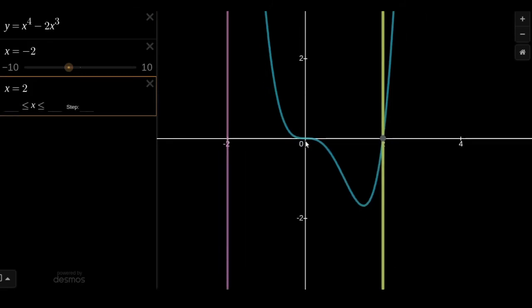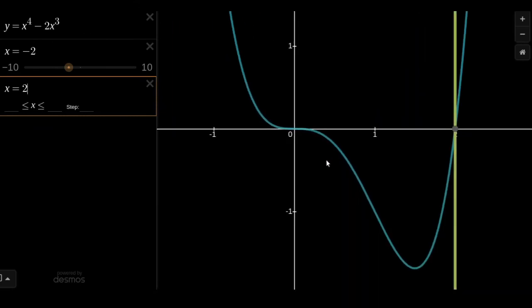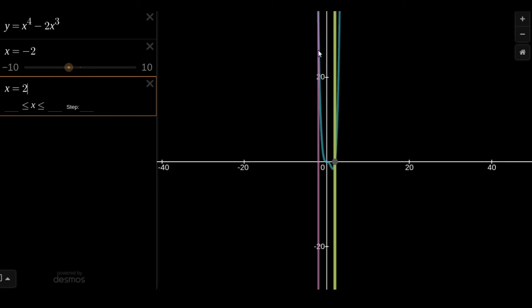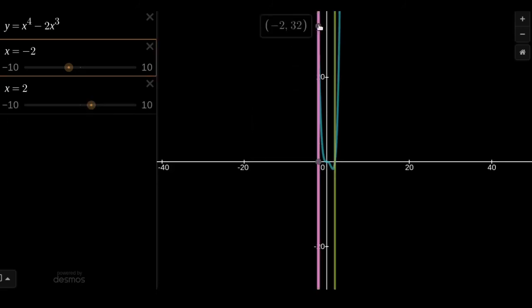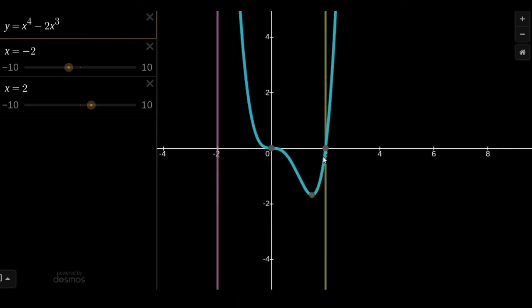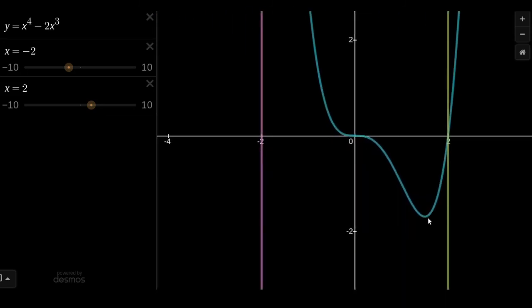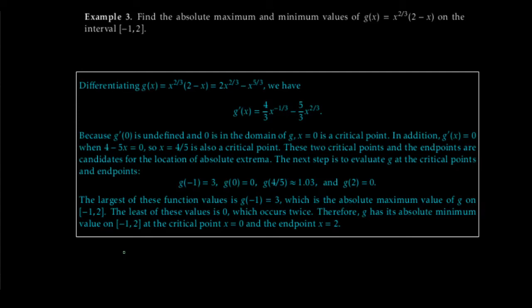These vertical lines are showing us that in this little interval, wow, it gets pretty tall. As you can see, at negative 2, way up here, we get 32. That's hard to fit in the picture. If we zoom in a little closer, we can see that at 2, we get another point, but it's neither a max nor a min. The lowest point occurs at 1.5, i.e. 3 over 2. So our answer is correct, and 0 is indeed neither a maximum nor a minimum. On to the next example.